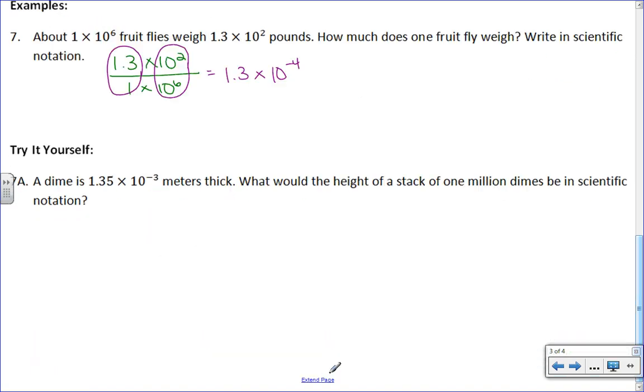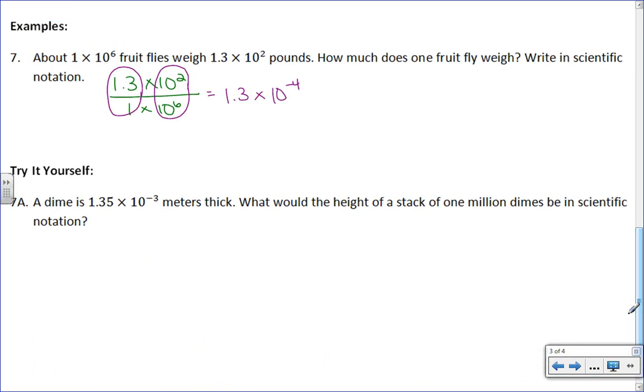Okay, so go ahead and pause the video and work through try it yourself problem number 7. Again, if you're thrown off by the really large numbers there, just think of it in terms of much smaller numbers to make that make more sense, and then work through that problem similarly. So pause the video, work through this problem, and then when you're ready to check your answers, press play. Okay, for this one you should have gotten 1.35 times 10 to the 3rd meters.